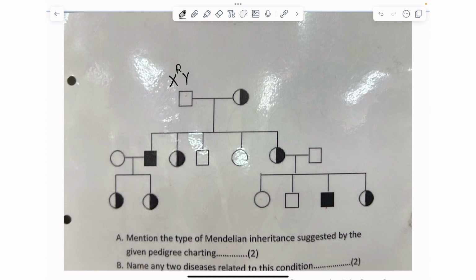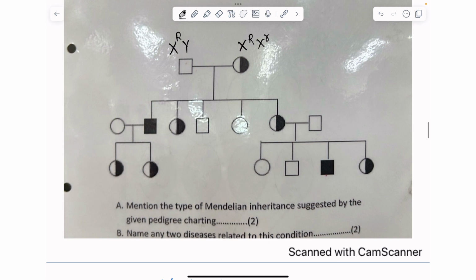So if a dominant allele is present, that means the person is unaffected. The male is unaffected. Here we have carriers, so X capital R, X small r. Now let's check for offsprings. Is this possible? 50% from male, which is obviously going to be Y, and 50% from female, it's going to be X small r. So all offsprings are possible.